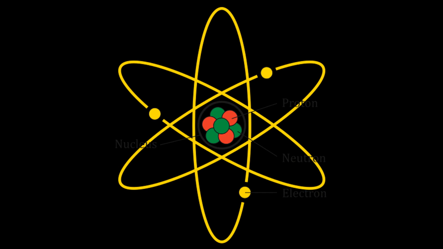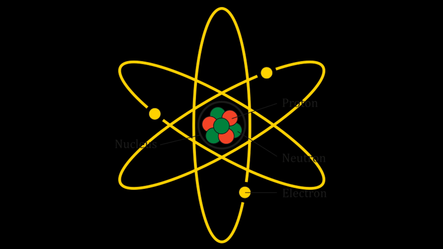Atoms. The smallest part of an element that still has the properties of the element is called an atom. Atoms are so small that they can be seen only with very special tools. All matter is made of atoms. The idea that everything is made of these small particles is known as the atomic theory.